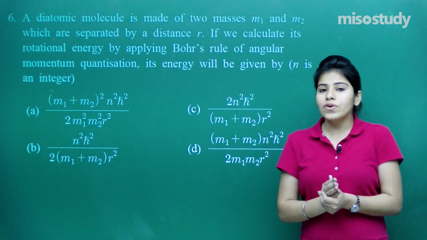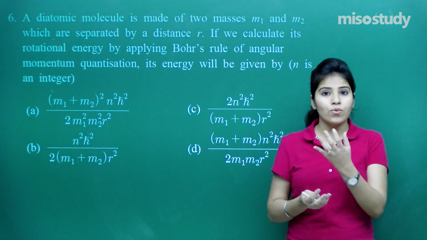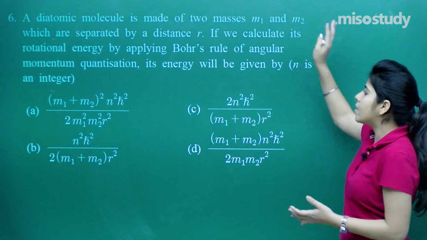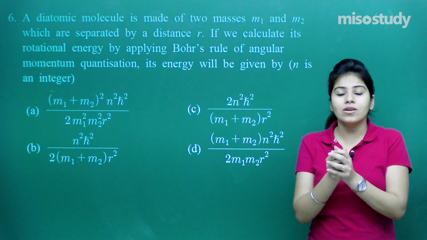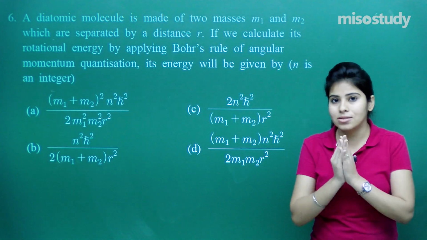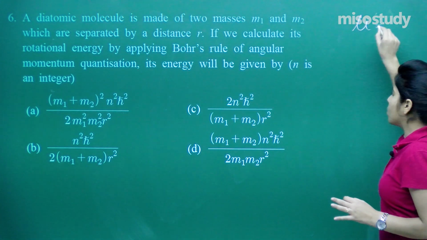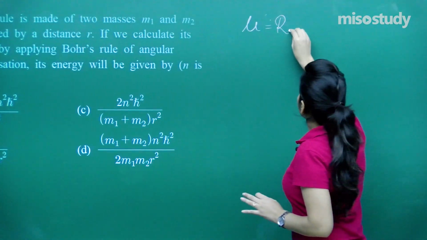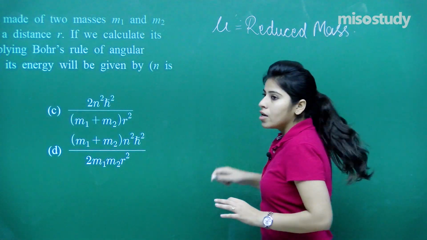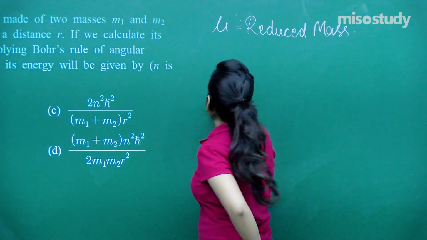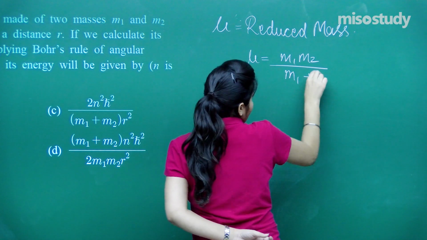Listen students, whenever we are given diatomic molecules and these two values, M1 and M2, we can convert these two masses into one form, and that one form is called the reduced mass. This reduced mass is denoted by mu. So let me write over here, this is reduced mass. The value of your reduced mass will be mu equals M1 M2 upon M1 plus M2.